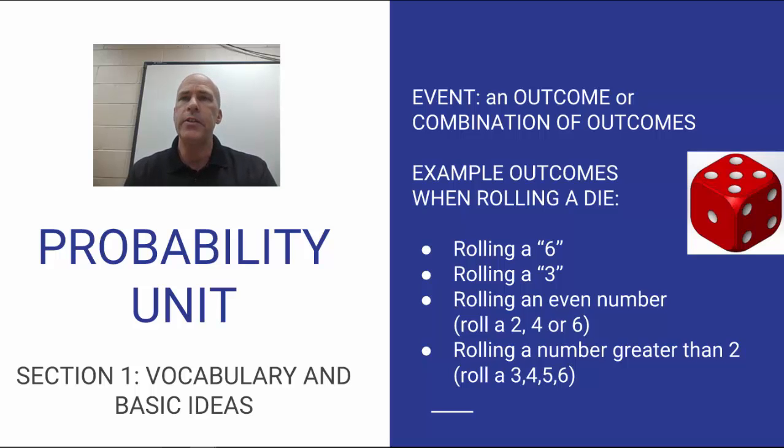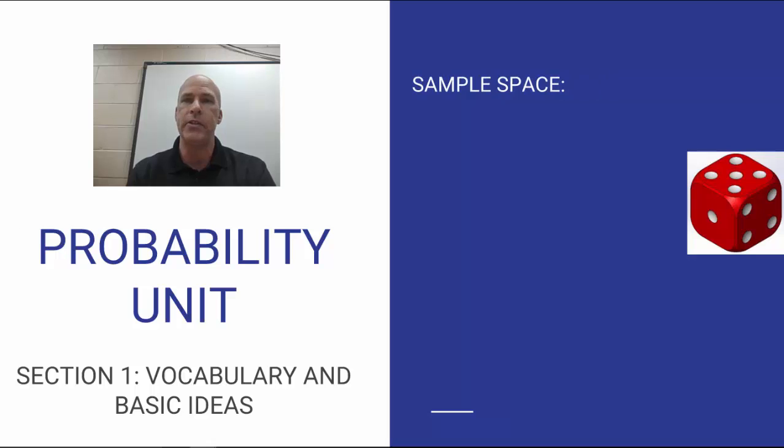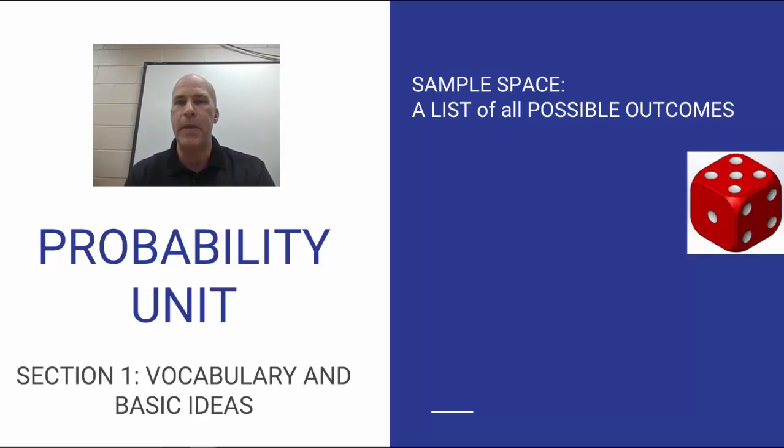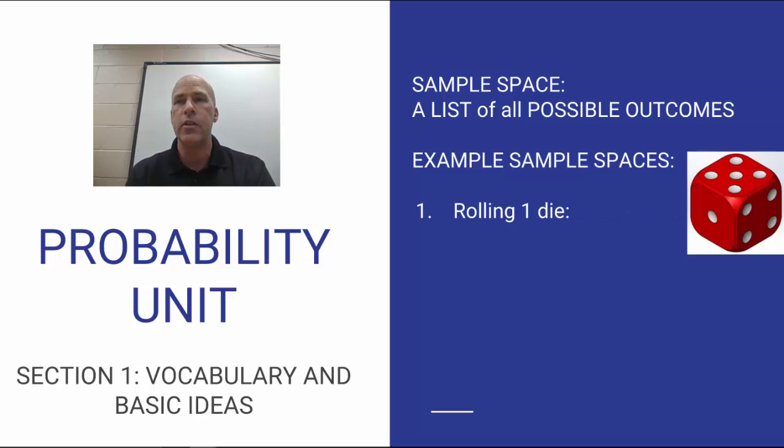Now when we do probabilities, sometimes it's helpful to make a list of all the possible outcomes. And we have a name for that. That's called the sample space. A sample space in probability is simply a list of all the possible outcomes. So let's take a look at some simple sample spaces. When we roll a die, think about all the things that can happen when we roll a die. There are 6 different things. Just list them 1 through 6. That's called a sample space when we just list them like that.